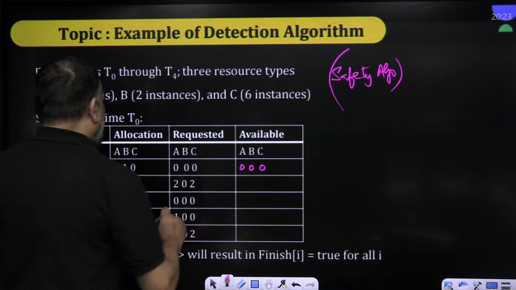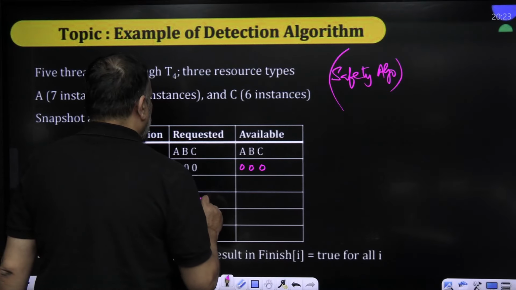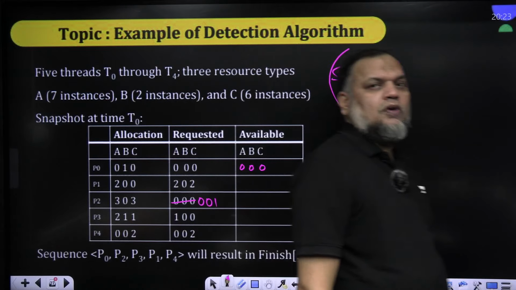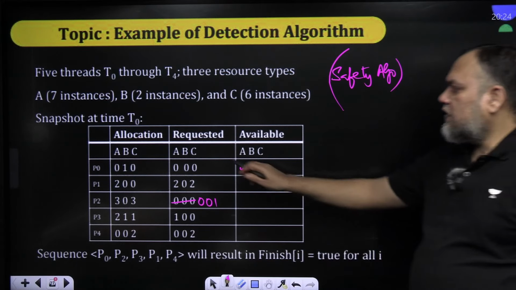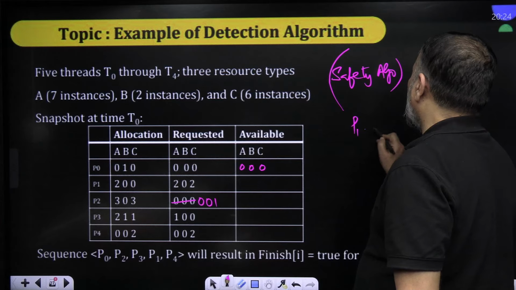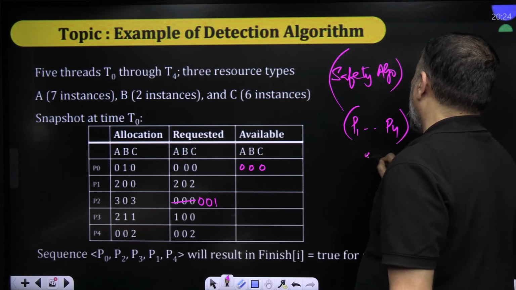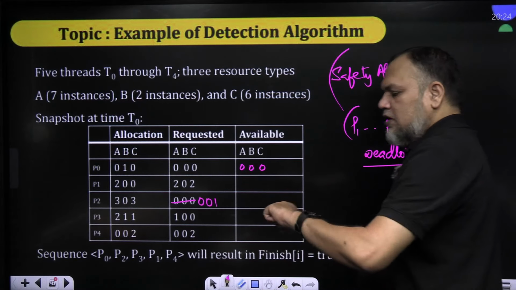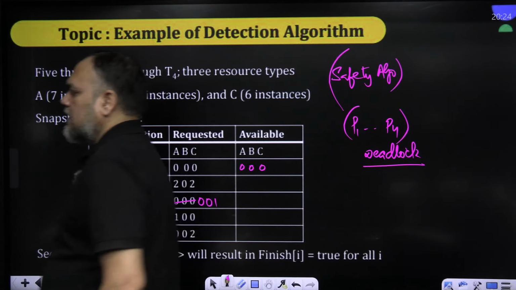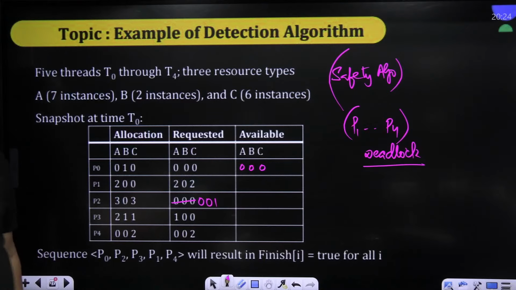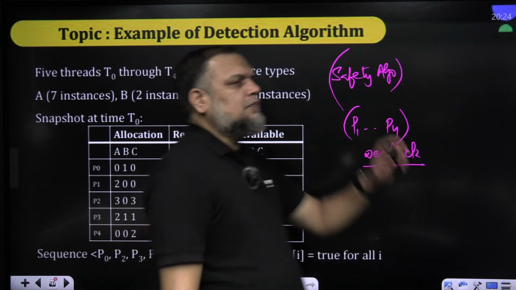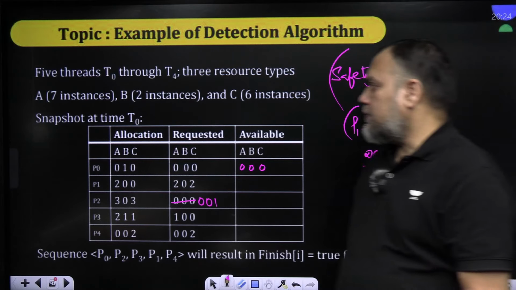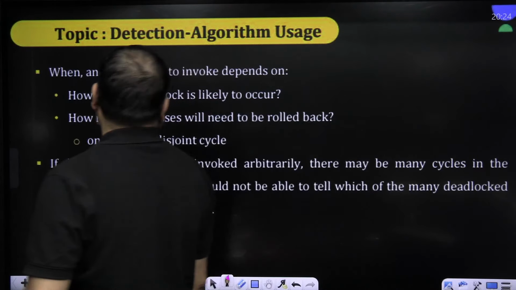Lekin jaise hi, suppose for example, if P2 make a request as 001, tab aap check karoge ki I cannot satisfy the request of all the processes and eventually I can satisfy the request of only P0. So therefore, I would say P1 to P4 would get involved in deadlock. So deadlock detection test output yahi rahega ki what are deadlock processes? And then after taking the deadlock processes as output, these deadlock processes will go as input to recovery. Recovery mein, there are a couple of approaches, so that we are going to talk about.